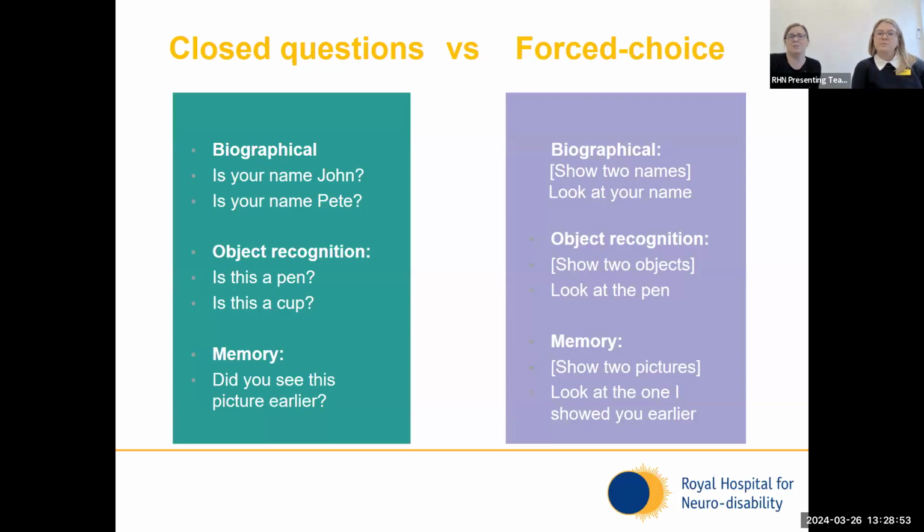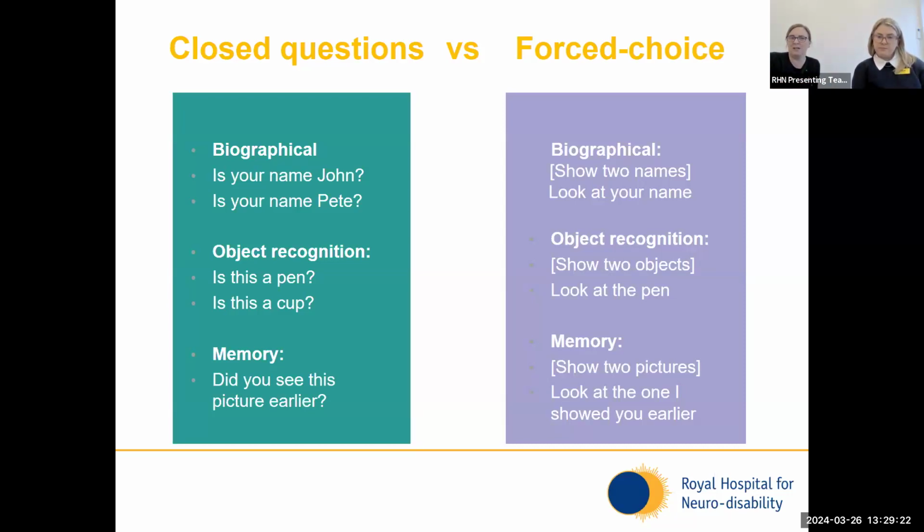So this is just some examples of those techniques to contrast closed questions, which is obviously yes, no questions, versus forced choice approaches. So you'll see the biographical, you're asking two different questions. One of those obviously is correct and the other is wrong, so that you get a yes response to one question and a no response to the other. Whereas the forced choice paradigm involves you holding up those two things, so it's that way or that way, and asking the patient to look at the one that shows their own name.